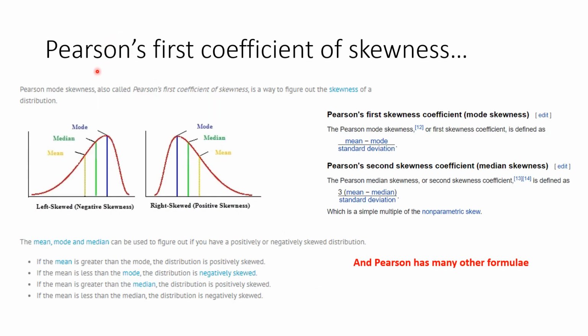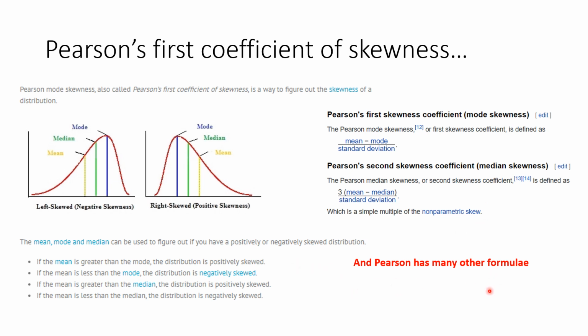Relative to skewness, Pearson, the same Pearson that we talked about in linear correlation, developed coefficients of skewness. The first one was the mean minus the mode, divided by the standard deviation. But you don't always have a mode, and so a second skewness coefficient, maybe a more popular one back in the day, was 3 times the mean minus the median, all divided by the standard deviation. And this is a simple multiple of a non-parametric skew that probably doesn't matter to you.